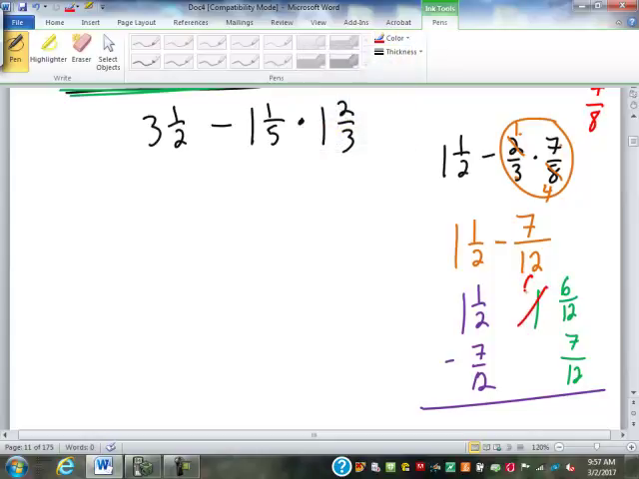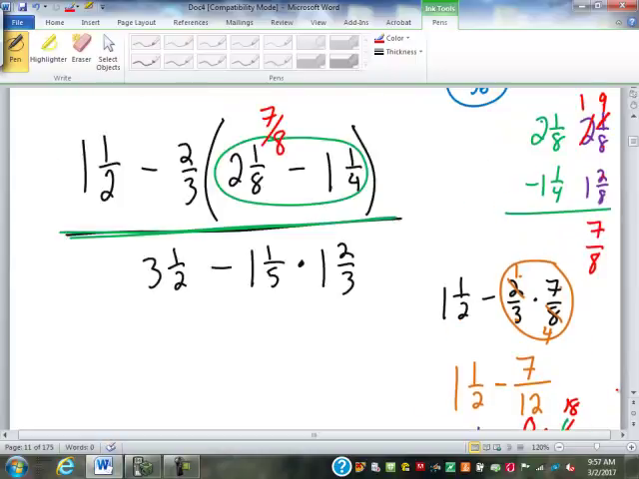So I'm going to borrow from the 1. That's a 0. This will become 18. 6 plus 12 is 18. 18 minus 17 is 11/12. So the top of this has become 11/12. So now we have to do the bottom. What do we have to do first on the bottom down here?